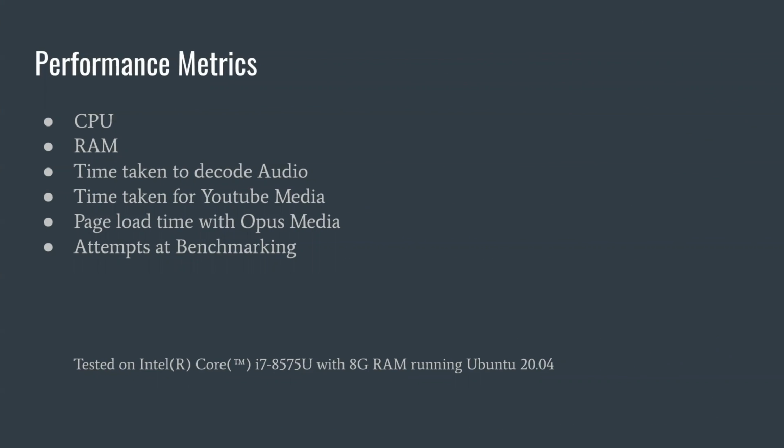For the performance measurement, we're trying to look at it from these 5 metrics: CPU usage, RAM usage, time taken to decode audio, time taken for YouTube media, page load time with Opus media, and our attempts at benchmarking the audio performance. All of these tests are running on an Intel i7-8565U CPU with 8 gigs of RAM, and the system is Ubuntu 20.04.